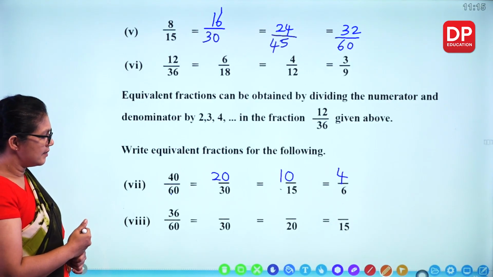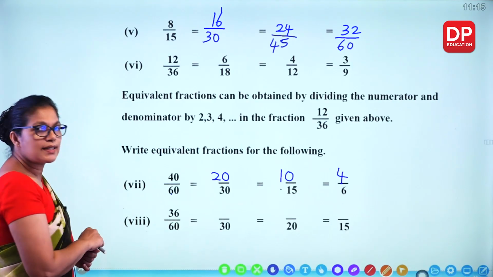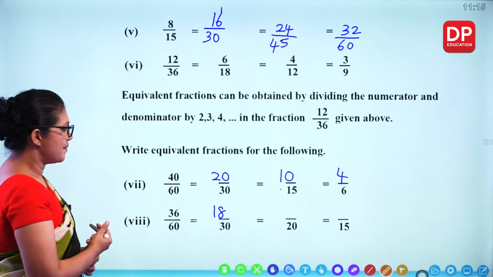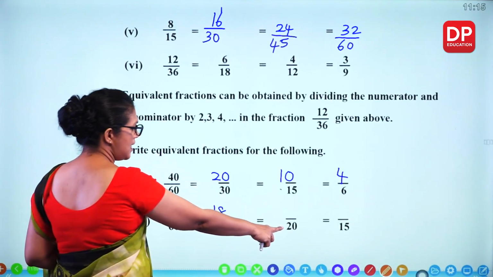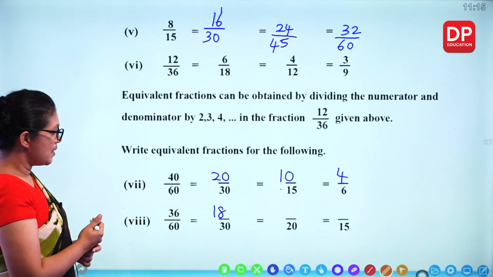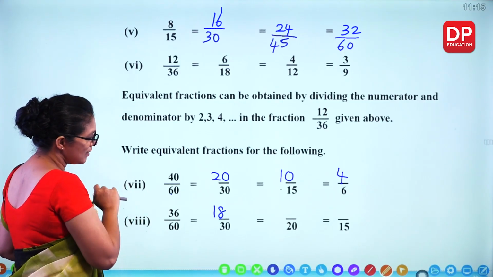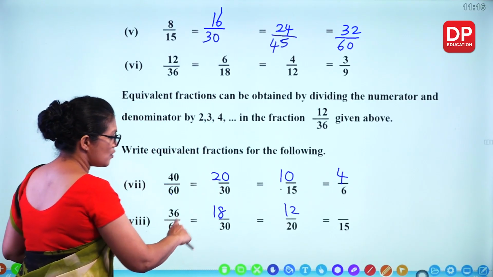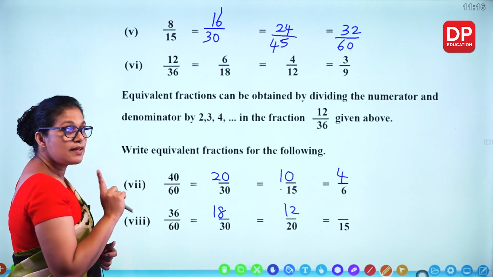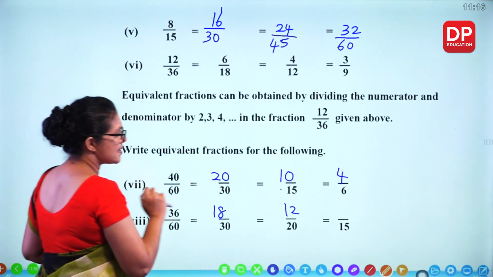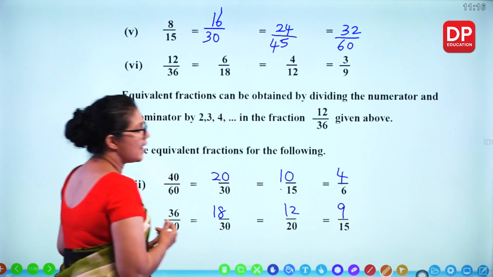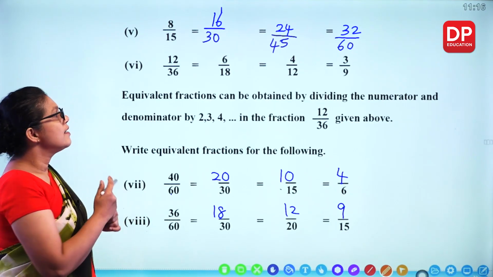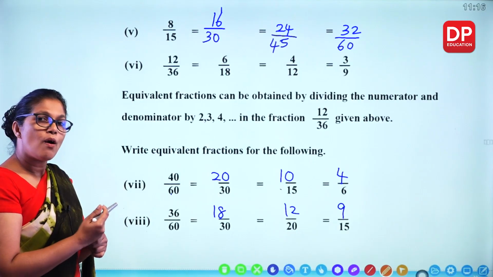Look at this one. 60 to 30, divided by 2. So 36 divided by 2, you get 18. 60 to 20, that means divided by 3. 36 divided by 3, you get 12. 60 to 15, divided by 4. 36 divided by 4, you get 9. So to get equivalent fractions, you can either multiply or divide.